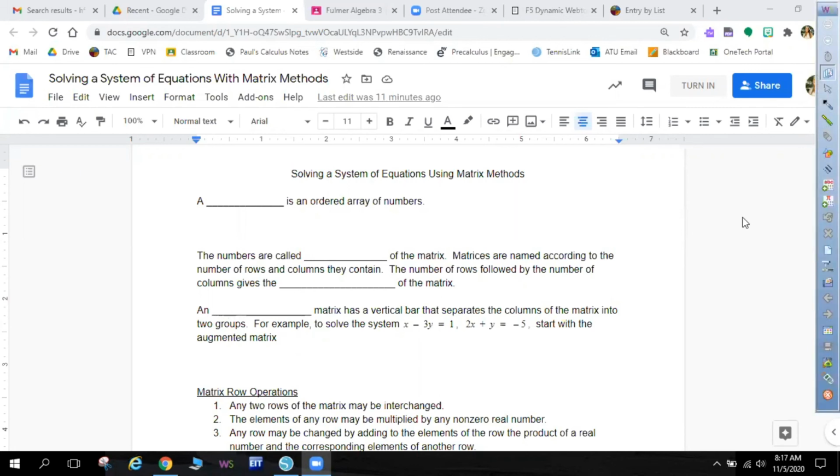Okay, so we've been talking about solving a system of equations, and we've looked at a few different ways to do that already. And now we're just going to look at another way, which is to use matrices. Hopefully you've at least seen a matrix before. If not, I will explain it.